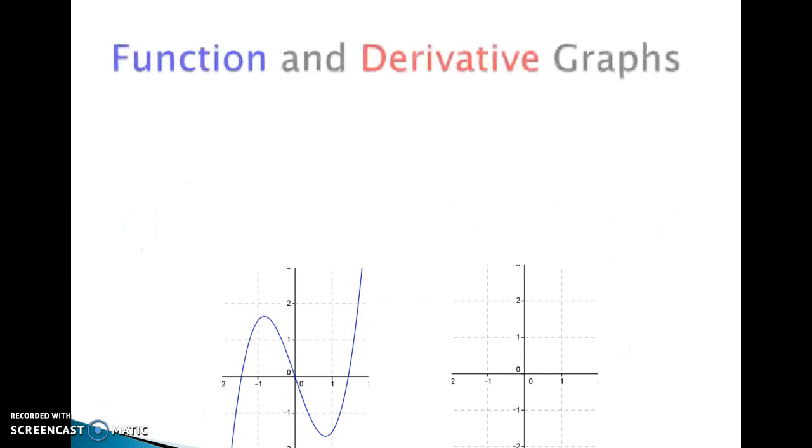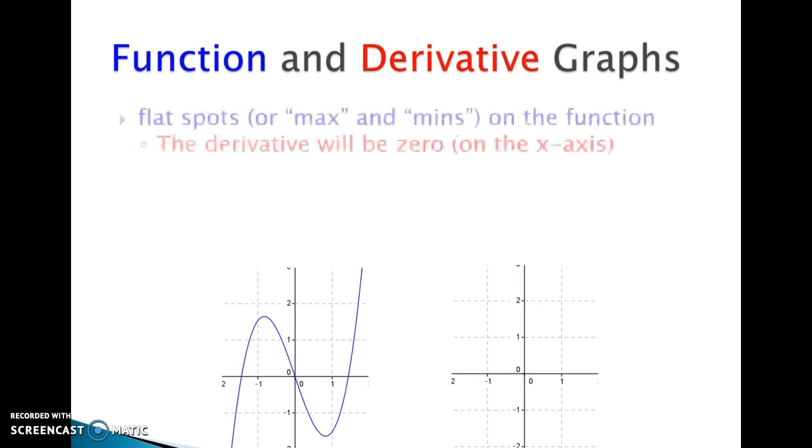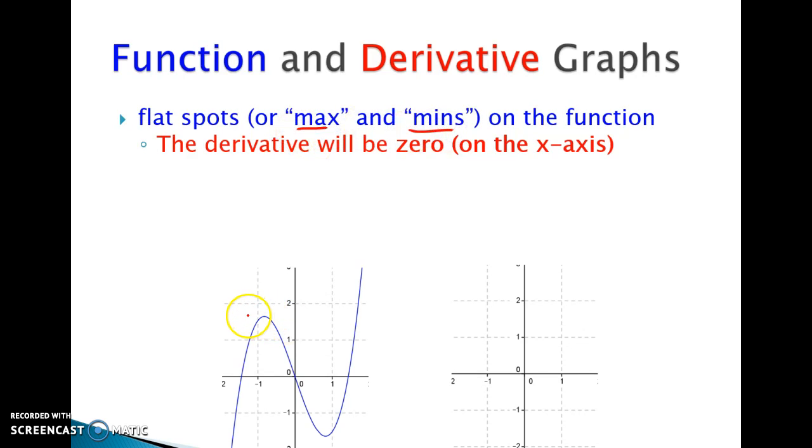So here's a summary of how to sketch a derivative graph if you're given a function. The first thing you want to look for is horizontal tangent lines, which are also, or often are, maximums and minimums, so you might look for maxes and mins. So if I were to sketch the derivative of this graph, I would know that there would be a 0 a little bit before -1 and a little bit before 1.